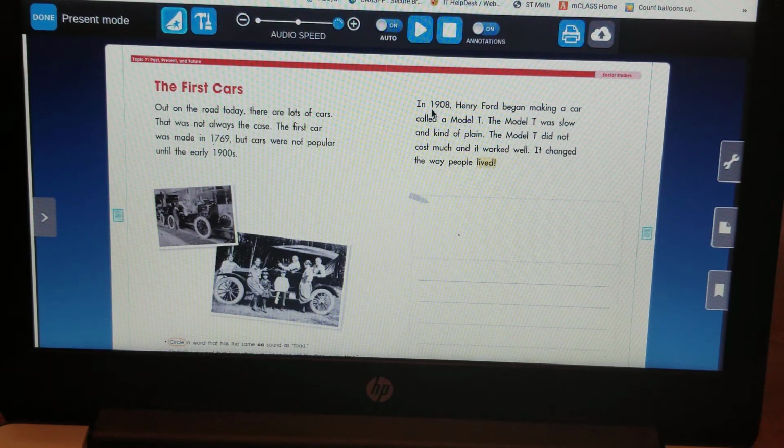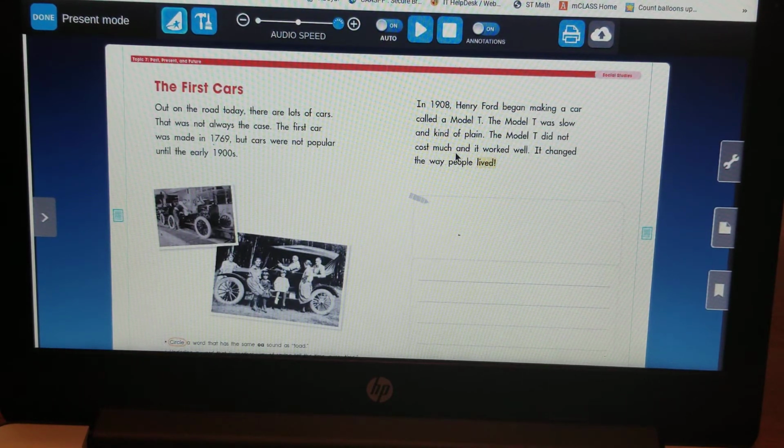Now, Henry Ford began making a car called the Model T. This was the first car, boys and girls, that was made, and they made a lot of them. So this is the first car that they made, and they said it was in mass production. That means they made a lot of them. And they were able to make these cars quickly, and they didn't cost very much.